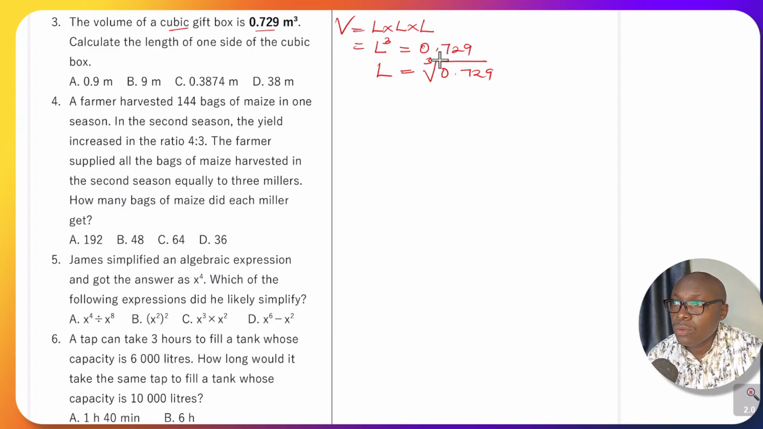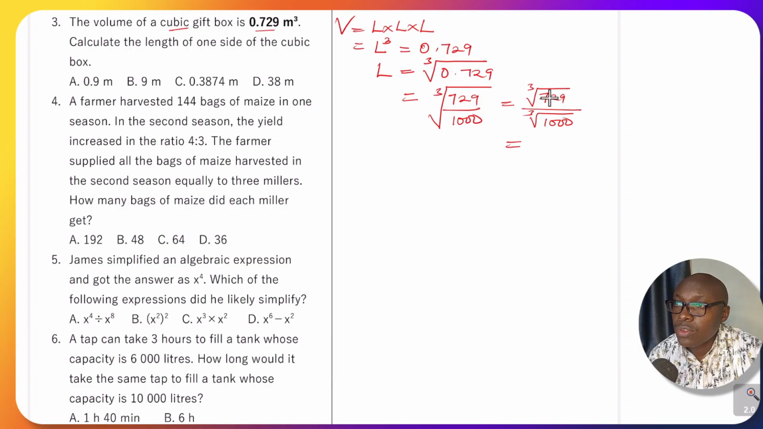Well, the easiest way is to first express this as a fraction. So 0.729 is the same as 729 divided by 1000. You'll see this one has 3 decimal places. If you write that decimal in the form of a fraction, you get 729 divided by 1000. Then you get the cube root of everything. When you're getting the cube root, you can split it into 2. So you get the cube root of 729, and then the cube root of 1000.